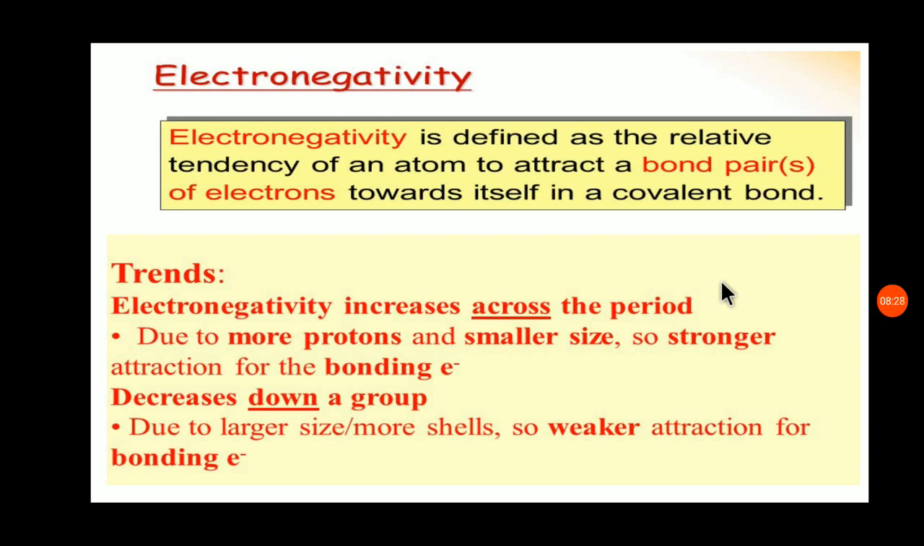Extra electrons enter the same subshell, giving stronger attraction for bonding electrons and increased nuclear charge. Then it decreases down the group because of the increase in size. Extra electrons enter a different subshell, giving weaker attraction for bonding electrons because nuclear charge decreases.